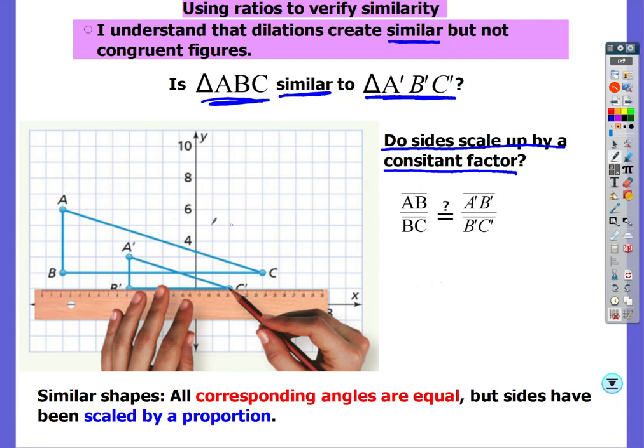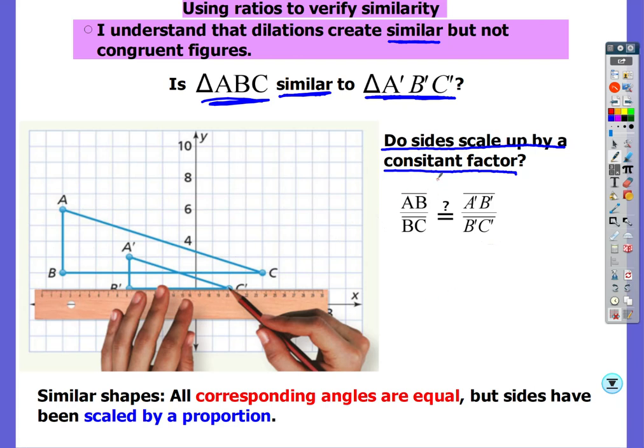So AB with the line over the top just means, what's the length of the segment AB? And then BC with a line over top, it's just the length here. And again, we're just doing this mathematically, what I just described. Is it equivalent to the ratio of this length over this length? So we're just going to verify that, see if it's true. And if it is, we know these are similar shapes. So I'm going to go through and find these.